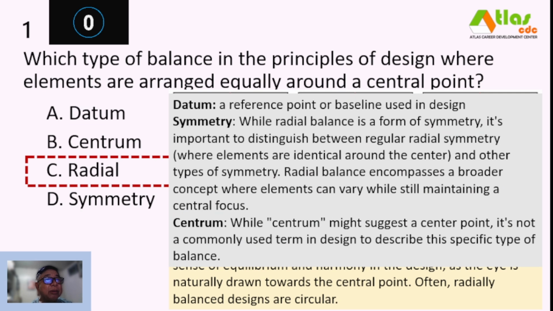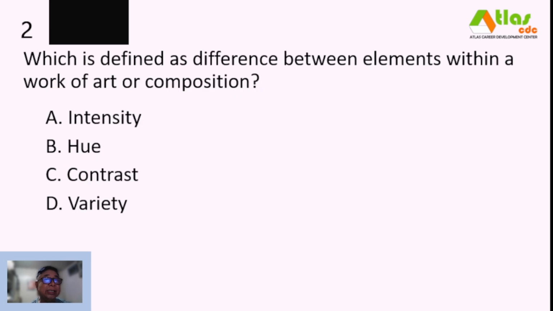Datum is a reference point or baseline used in design. Symmetry, on the other hand, means that while radial balance is a form of symmetry, it's important to distinguish between regular radial symmetry, where elements are identical around the center, and other types of symmetry. Radial balance encompasses a broader concept, where elements can vary while still maintaining a central focus. And then centrum might suggest a center point, but it's not a commonly used term in design to describe the specific type of balance.